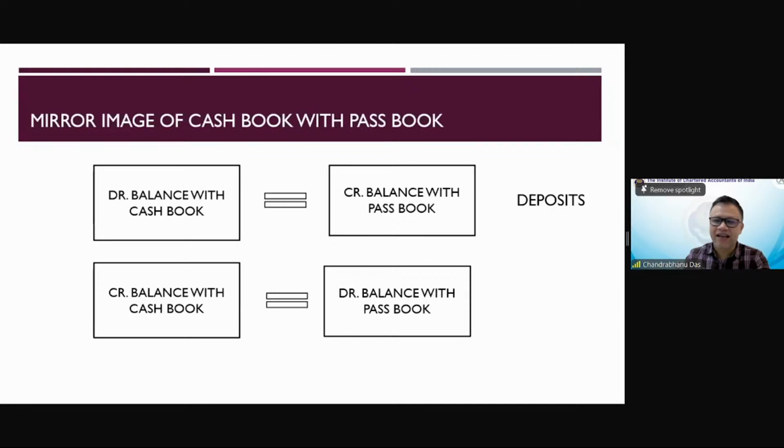You just have to understand this mirror image. The language of the bank and of your books is different. Debit of cash book is credit of passbook, and credit of cash book is debit of passbook. When you understand this mirror image, we are able to solve the reconciliation problems quickly.